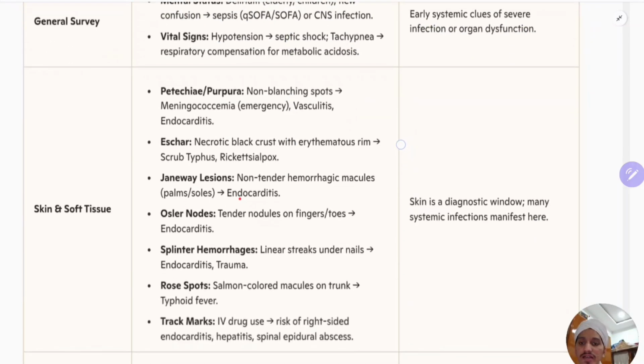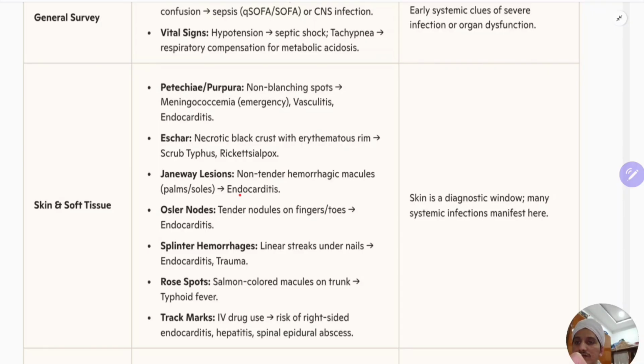Coming to skin and soft tissue. In skin and soft tissue, you can have petechiae and purpura. This is different from rash. This is nothing but bleeding inside the skin. Purpura is bleeding inside the skin, and this is hemorrhagic necrosis of the skin due to vasculitis.